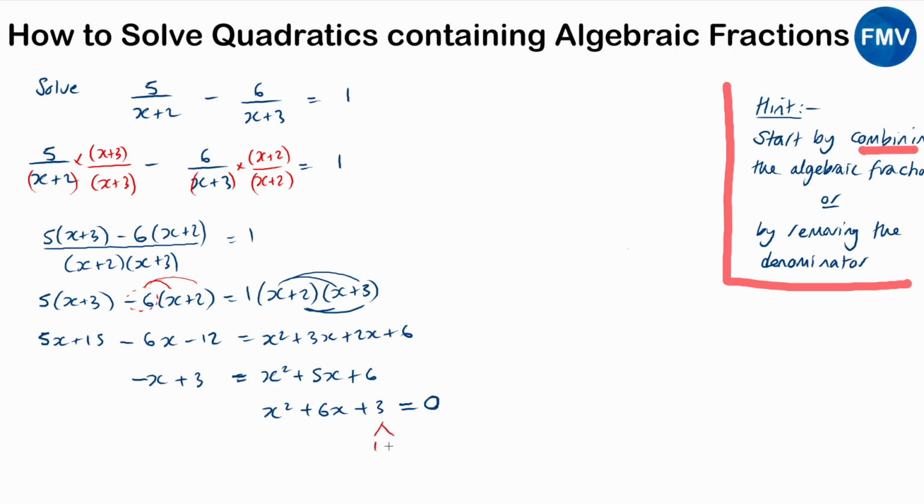You might notice when we find the factors of 3 that they don't add to give us 6. We can't factorise that in the usual way. So we're either going to look at factorising by completing the square or using the formula. In this case, I'll factorise by completing the square. So here goes. I'm only looking at this section here. So let's do that up here.